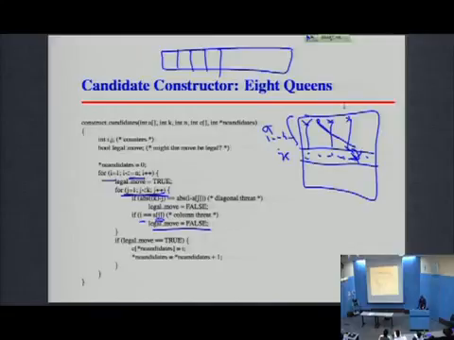Under what condition? If this is spot j, and this is a queen in the ith row, for it to threaten me, it has to be somehow in the position j minus i. Does that kind of make sense? If it's one spot in the previous row, it had better be one diagonal from me. 2 rows up, it should have been 2 spots. 3 rows up, 3 spots.